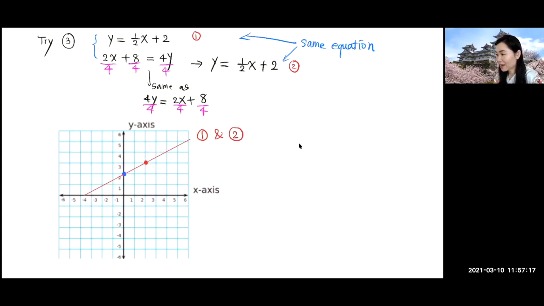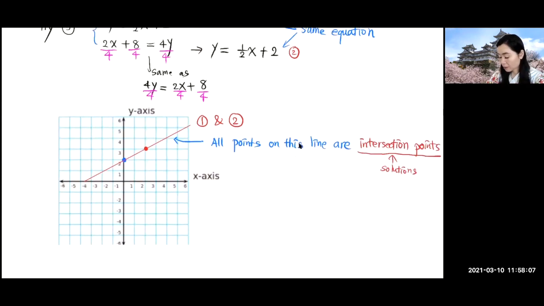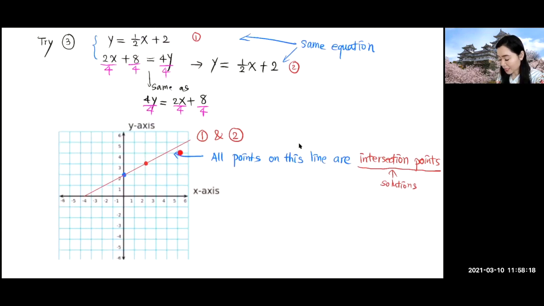Intersection points are the points that are in both. Okay, it's on the first line and also on the second line. Well, because they are the same line, then all points on this line are intersection points, right? So every point on this line will satisfy the first equation and the second equation because they are the same equation. Okay. So all points on this line are intersection points and they are the solutions.